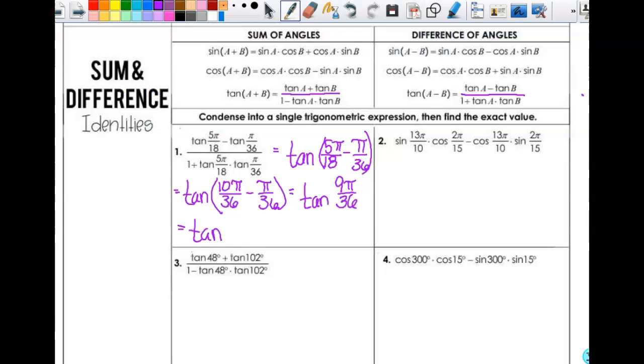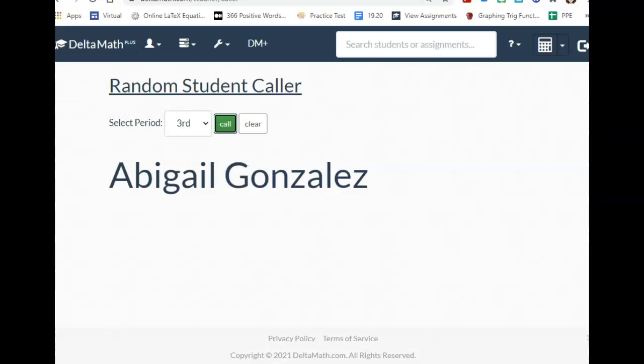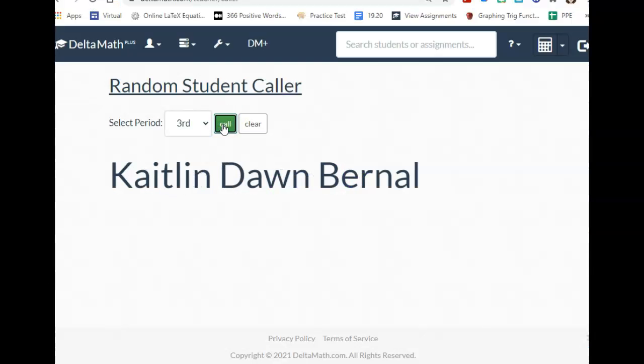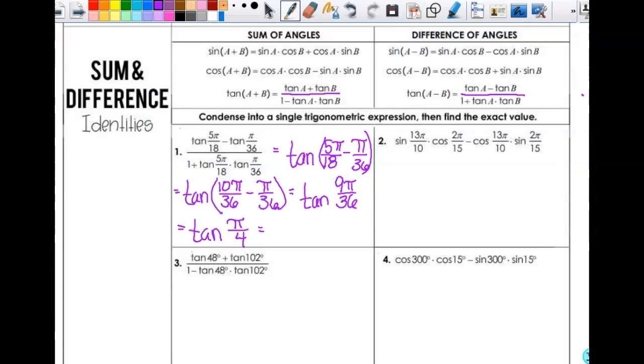Abigail, what does 9 pi 36 reduce to? So I got my pi in the numerator though, right? Yeah, pi fourths, yeah, you got it. All right. And then tangent of pi fourths is something that we should know. Caitlin, what's the tangent of pi fourths? 1. You got it. And so our answer is 1. Thank you.